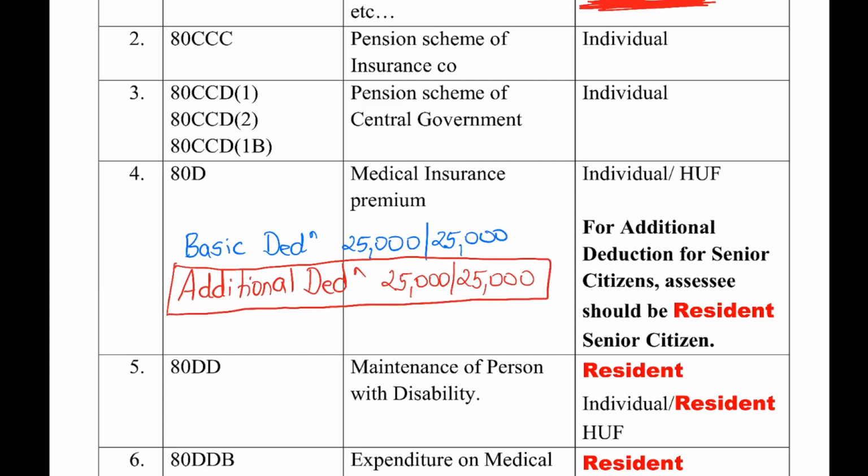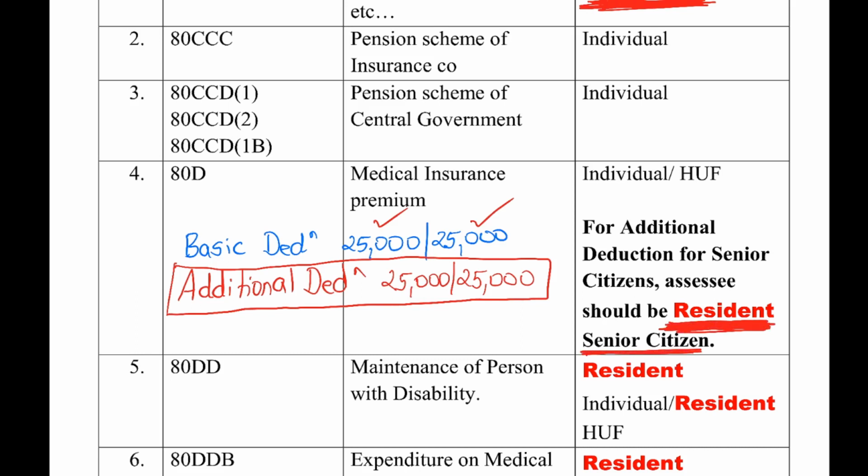See, if someone is a senior citizen and medical insurance premium is paid on health of such person, then whether it is you, spouse, or whether they are your parents, you get an additional deduction of 25,000. So this 25,000 you already get, that is a basic deduction. This 25,000 for parents also you get, that is also a basic deduction. But if someone is a senior citizen, then you get an extra 25,000. But friends, this extra 25,000 is for a senior citizen who is a resident senior citizen.